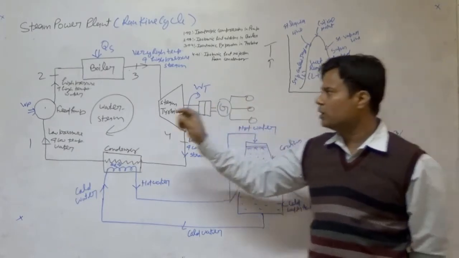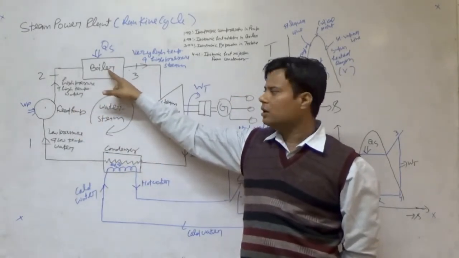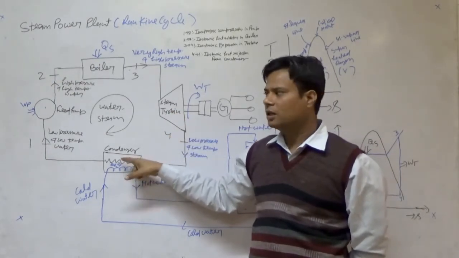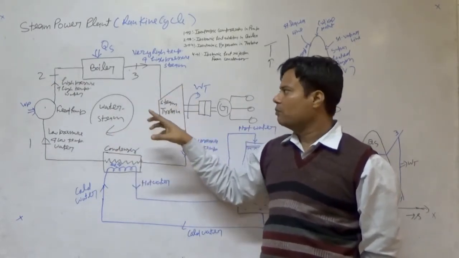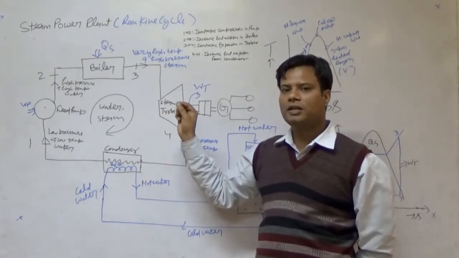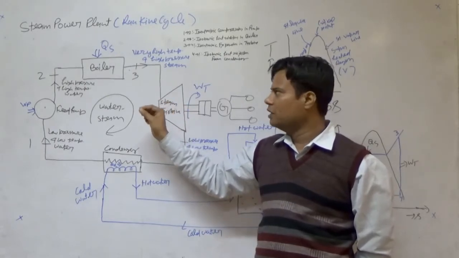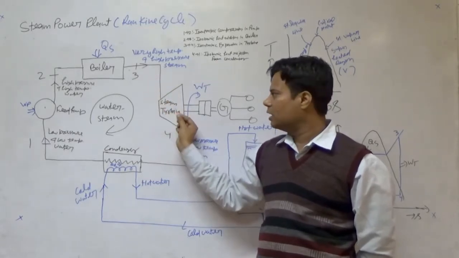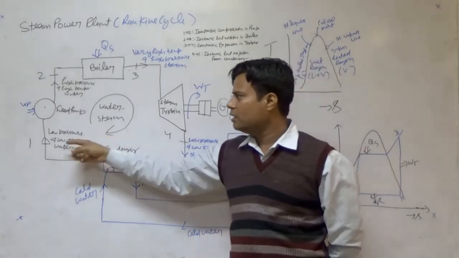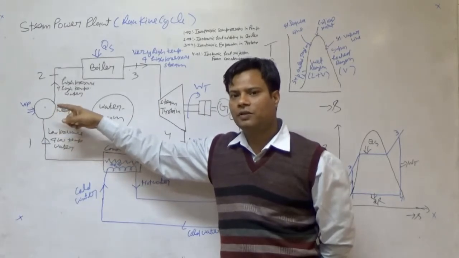The four major components are: first the feed pump, second the boiler, third the steam turbine, and fourth the condenser. This is the sequence of the components. You always start with the feed pump. This is one of the ESE questions, that's why you should remember the sequence. First is the feed pump, second the boiler, third the steam turbine, and fourth the condenser. That's why we start the first point from the entry of the feed pump.